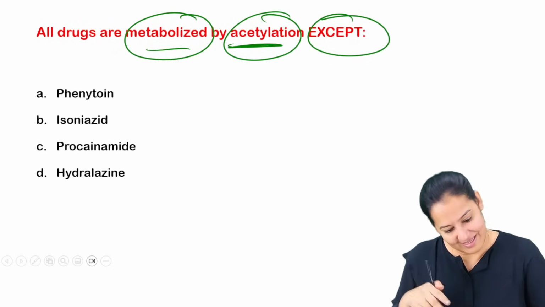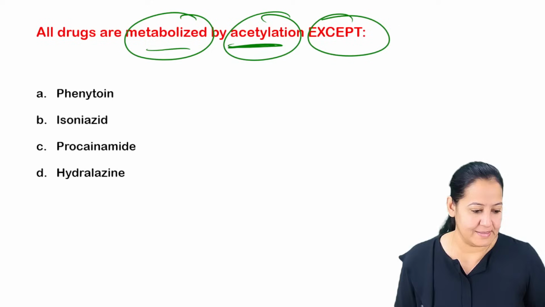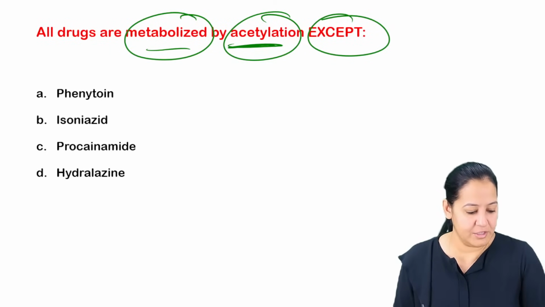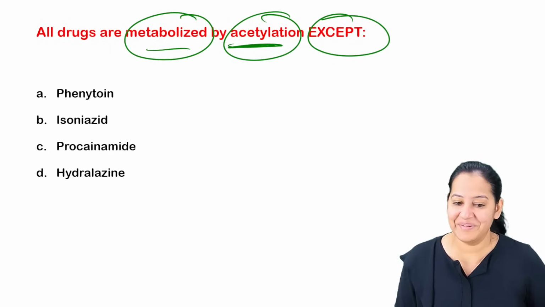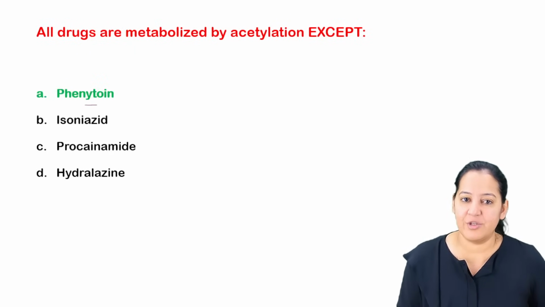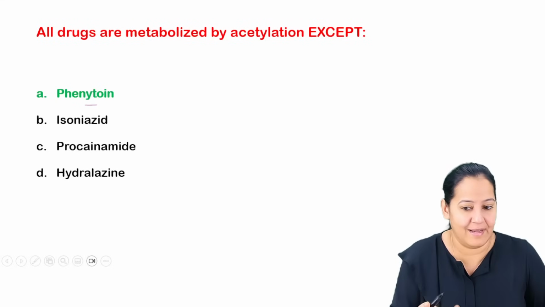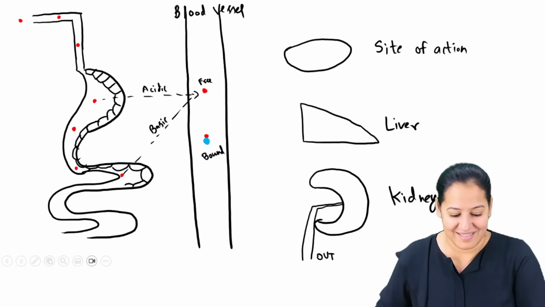Can you guess first? Then I will give you the correct answer. First you guess. Then I will tell you. So what is the correct answer? Yes, the correct answer is phenytoin. I will show you the question again. Don't worry. Let me explain. So see, again the master diagram.